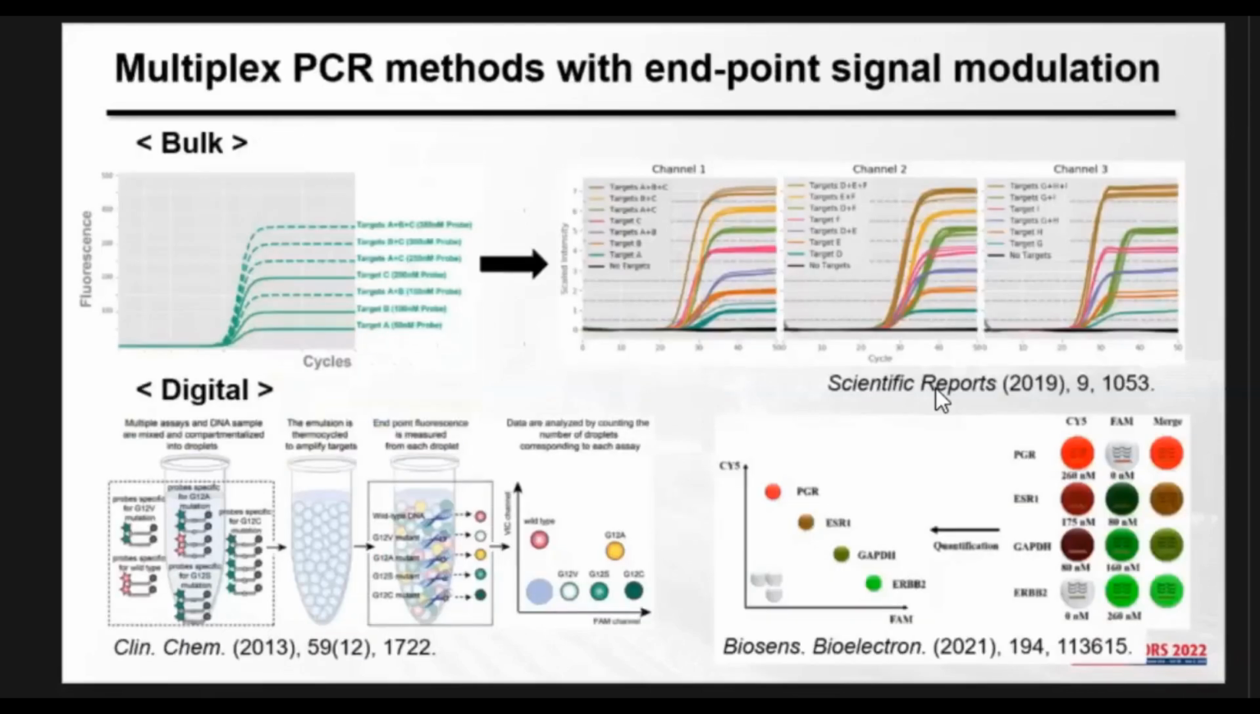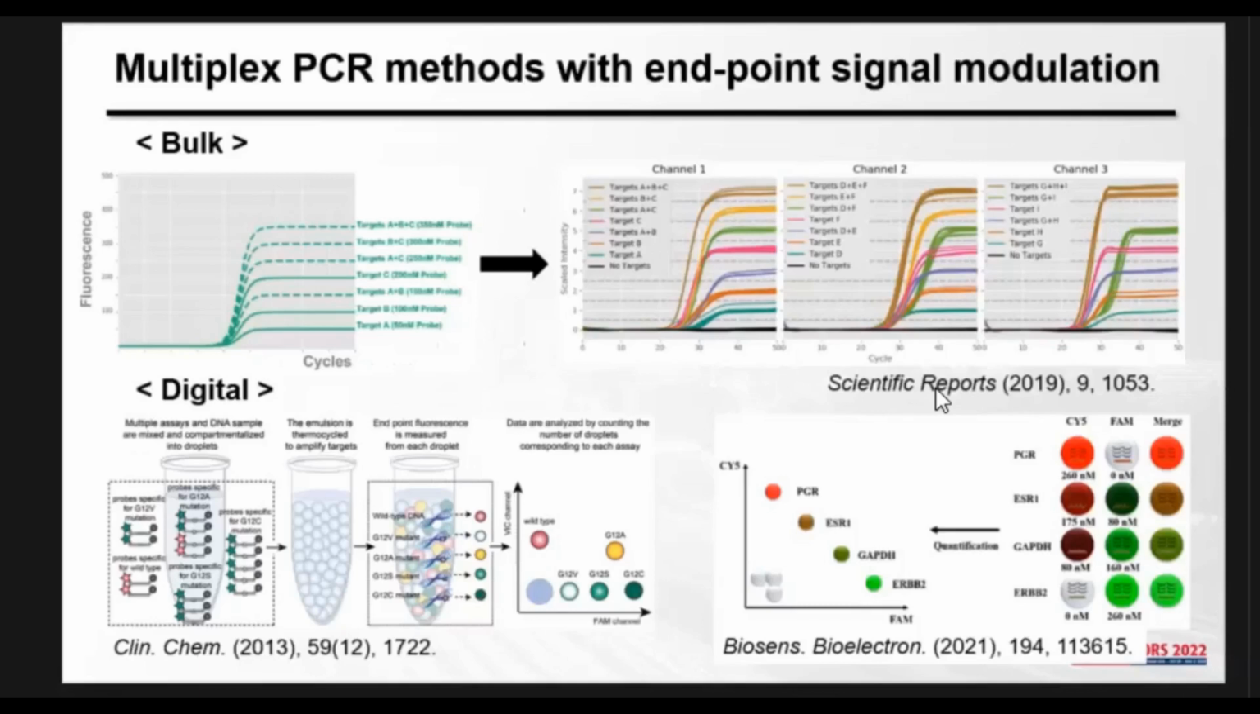And one of the strategies tries to detect multiple targets within the same fluorescence color by modulating the endpoint fluorescence signal. So as you can see in this plot, they try to fine-tune the probe concentration to achieve distinct endpoint signal intensity within the same channel from single targets and also from coexisting targets. And they were able to achieve a higher number of plex by simply extending the number of colors.